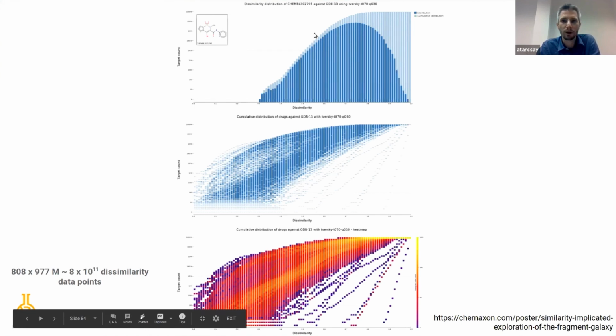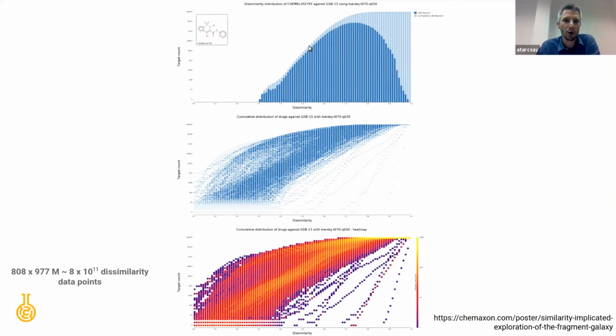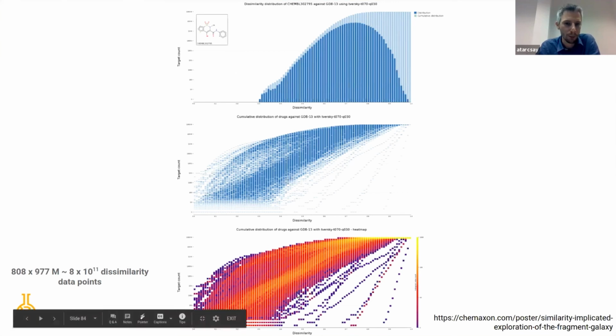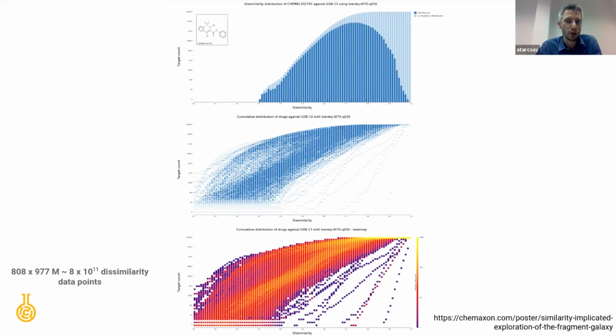So this is the cumulative distribution. This tells us how many molecules are at a given dissimilarity range to my query. And then we did it for multiple queries and then summed that up. So here you can see that, for instance, this point represents that at this dissimilarity, only 100 pairs could be identified, and that helps in judging the overlay or overlap of two compound collections, and tells us how many molecules can be selected with a given dissimilarity threshold.